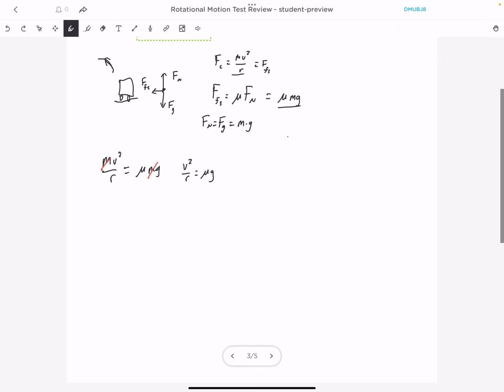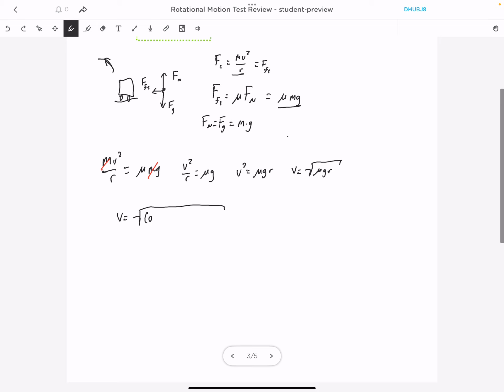So let's see, I'm going to take the radius and move it to the other side of the expression. So I have mu times g times r. I'm going to take the square root of both sides. So square root of mu g r. And then let's actually plug in the numbers.